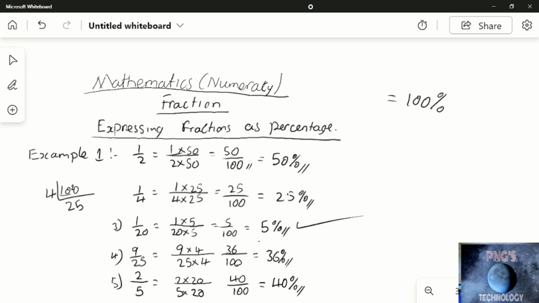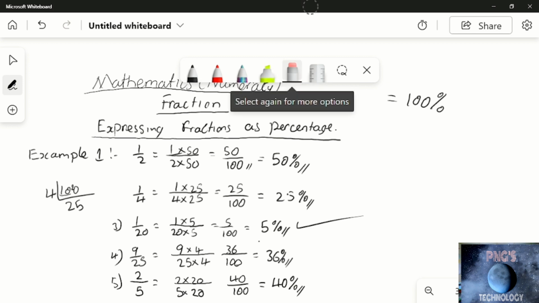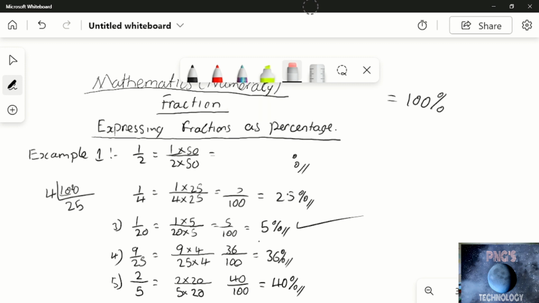So let's see some other example. I'm trying to check out some examples we have here. So let's just stop here. So let's take another exercise. Whereas in a situation whereby we've expressed fraction as percentage, so let's express percentage as fraction. So let's quickly clean up the board.